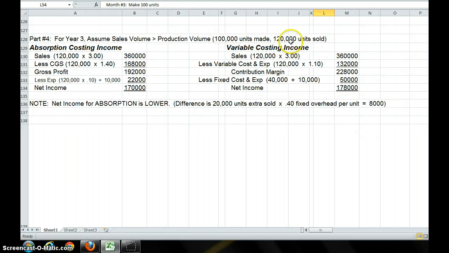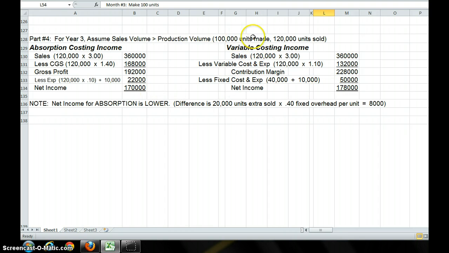Let's assume we sold more than what we made. The sales are the same under both methods, 120,000 units times $3 a piece. Cost of goods sold is $1.40 under absorption costing, and $1.10 under variable costing. Subtotal over here is called gross profit. Subtotal over here is called contribution margin. Take out your expenses, that's a 10-cent commission on each of the 120,000 units and the 10,000 fixed expenses. Anything that's fixed over here is a lump sum of $50,000. Notice the incomes are $8,000 apart.